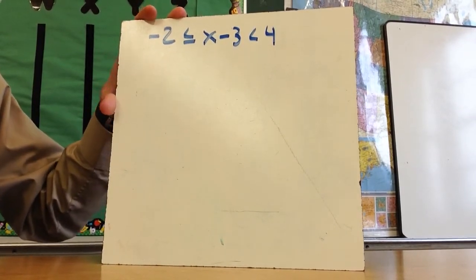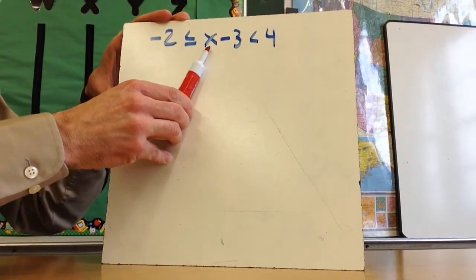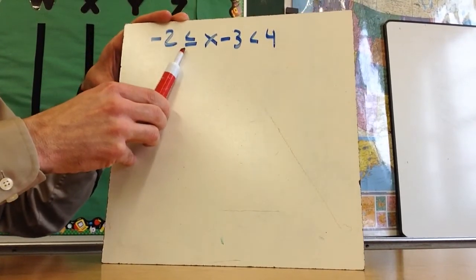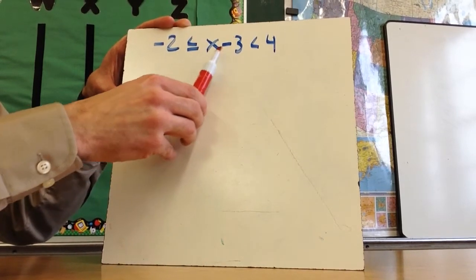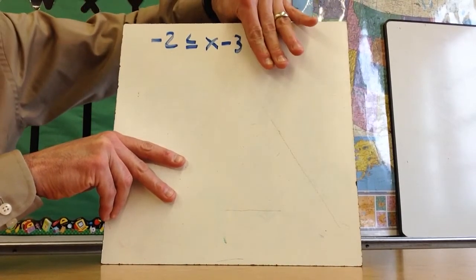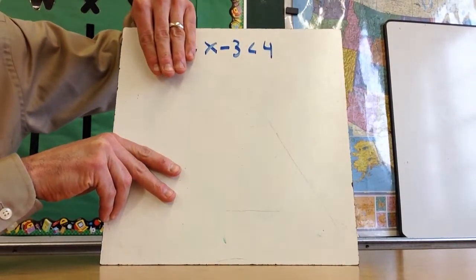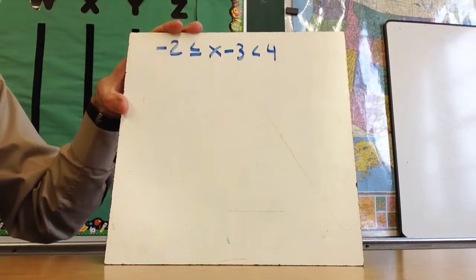These are inequalities that are going to be joined together. So this is my variable, obviously. Negative 2 is less than or equal to x minus 3, and x minus 3 is less than 4. So you're kind of looking at it almost like this, and then also like this, right? So you can kind of break it into two different problems.